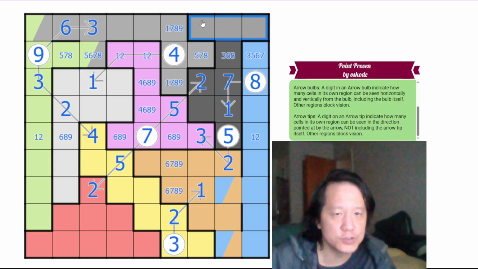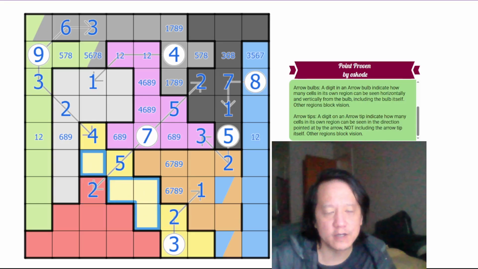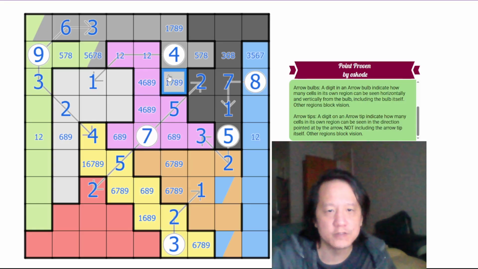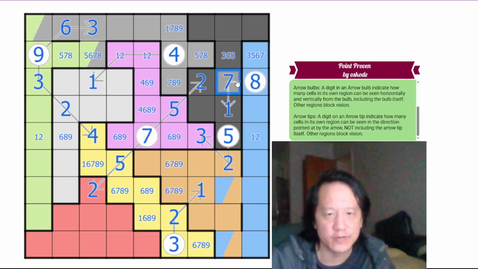Where is the 2? Remaining digits in yellow are 1, 6, 7, 8, 9. These can't be 1 because of 1s in the row and the column. These can't be 7s because of 7 in the column. Okay, this can't be 1 because of 1 in the row. This can't be 8 because of 8 in the row. This can't be 7 or 8 because of 7 or 8 in the row.